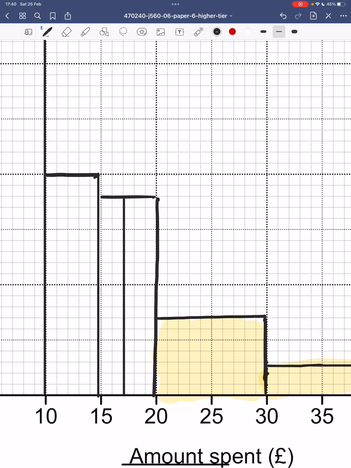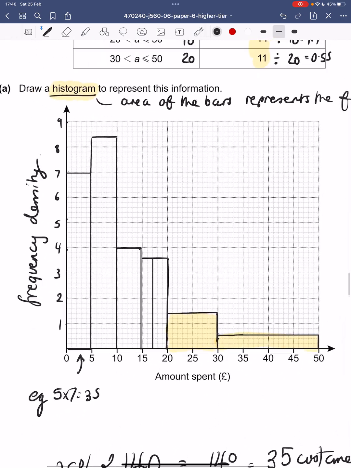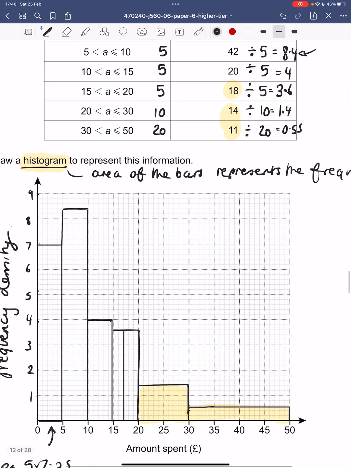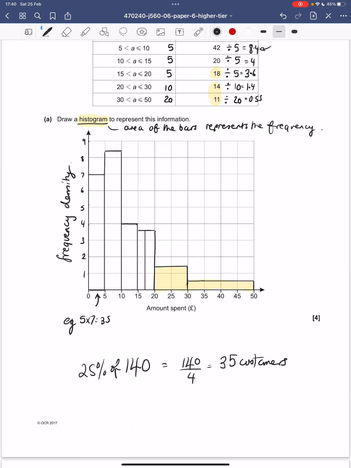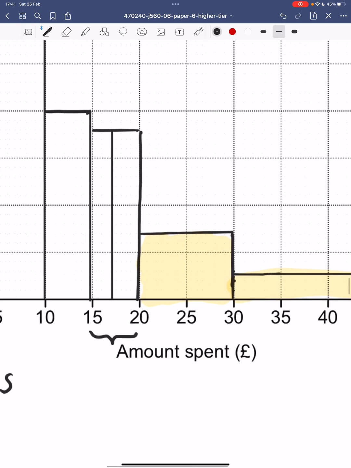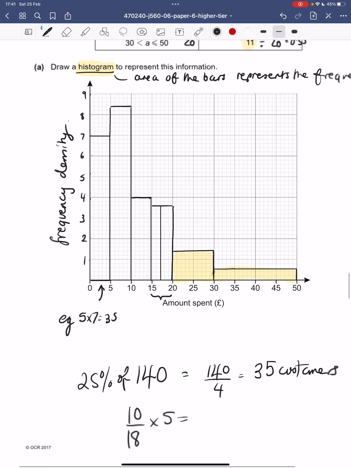You can do it exactly. I did do it exactly earlier. But when I looked on the mark scheme, they seem to be okay if you're doing it a little bit roughly. So 10 out of 18, you actually want 10 out of 18 times 5, because the width of the bar is 5. I'll just do that on the calculator. 10 divided by 18 times 5. So it's about 2.8. 2.8 from this side, which rounds off to 3, so that's fine.